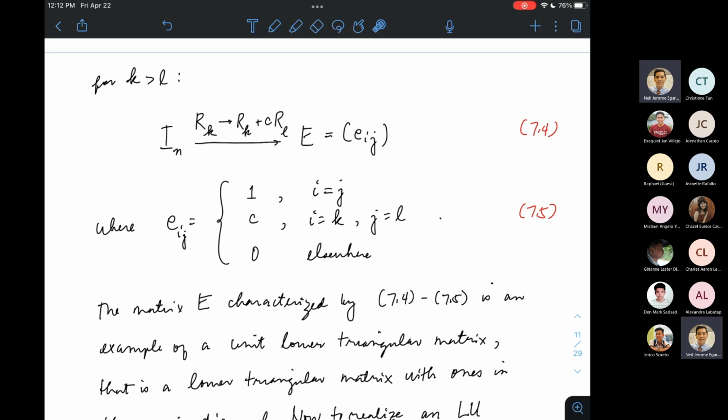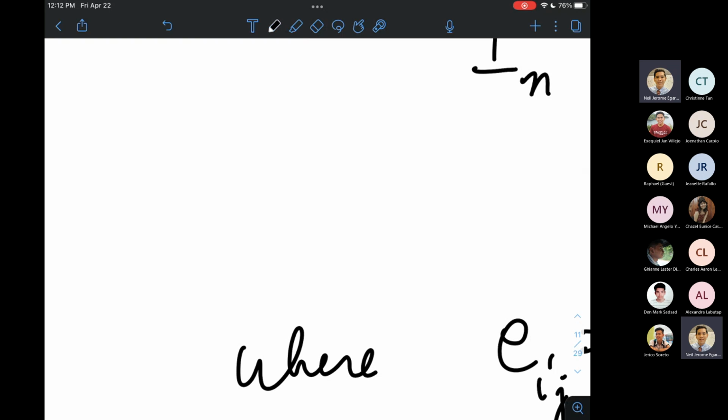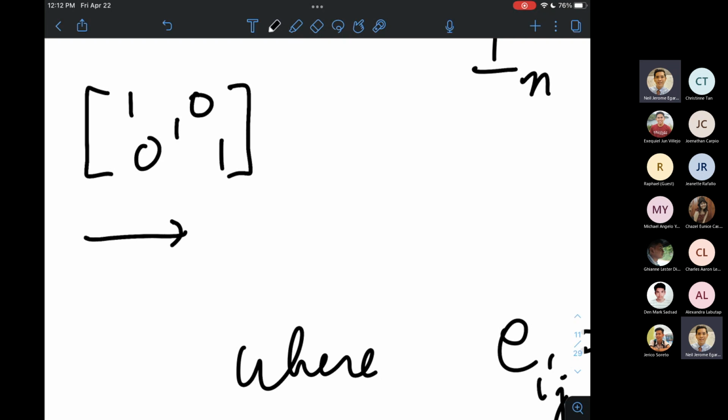So, just to illustrate how the equation 7.4 and 7.5 works, halimbawa, ano ba yung gagawin natin? Halimbawa, meron akong 3 by 3 identity matrix. Alright? So, 3 by 3 identity matrix, gusto ko tong isulat as, gusto kong palitan yung second row by second row plus 3 times the first row.